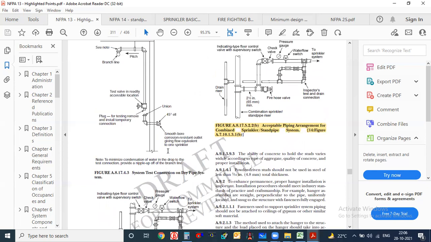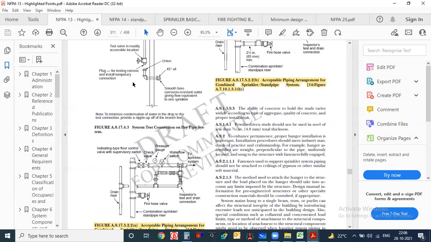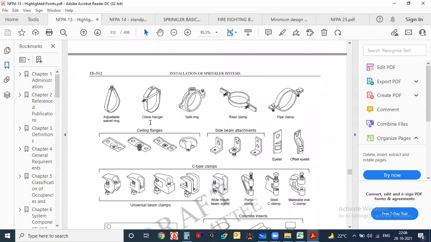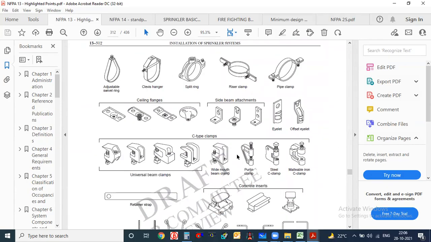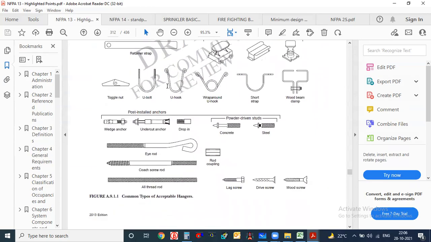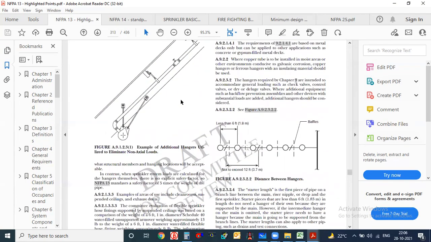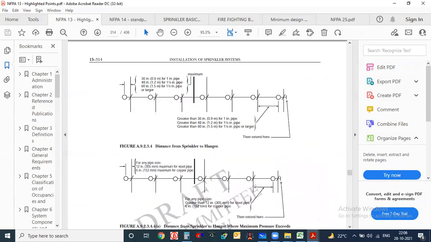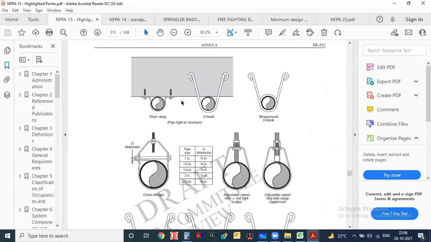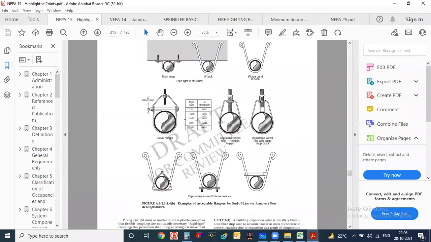And here they have also given a system test connection on the dry pipe. Apart from that, you will find many fittings which are used to support the pipes. The clevis hanger is something we normally follow. Many threaded rods are given, as well as common types of acceptable hangers. Some tables are also given, but everything we will see in the AutoCAD drawing.